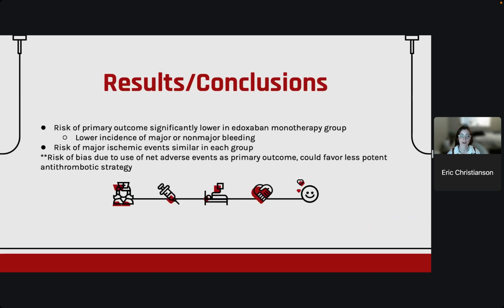So what were the results and conclusions from this study? They found that the risk of primary outcome was significantly lower in the edoxaban monotherapy group, and there was a lower incidence of major or non-major bleeding. And the risk of major ischemic events was similar in each group. However, to note, there is a risk of bias due to net adverse events being the primary outcome, so this could favor a less potent antithrombotic strategy.